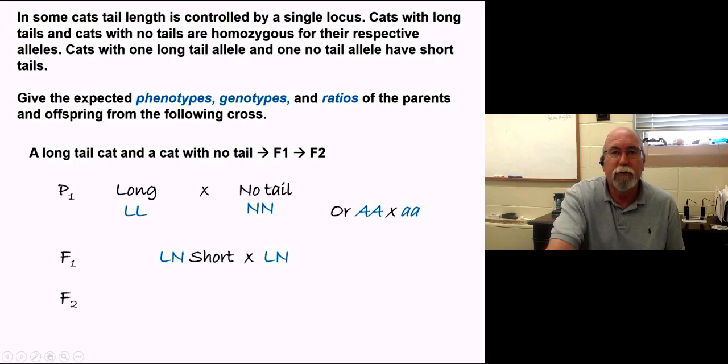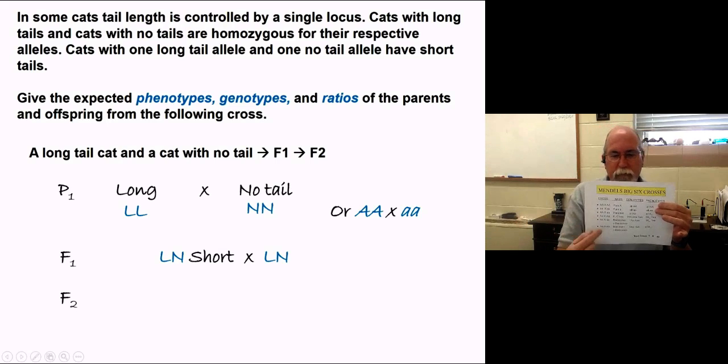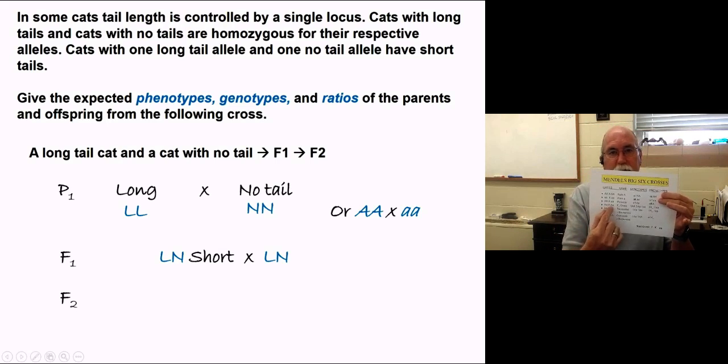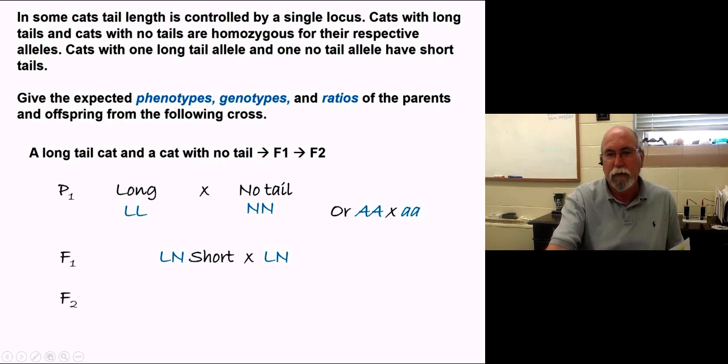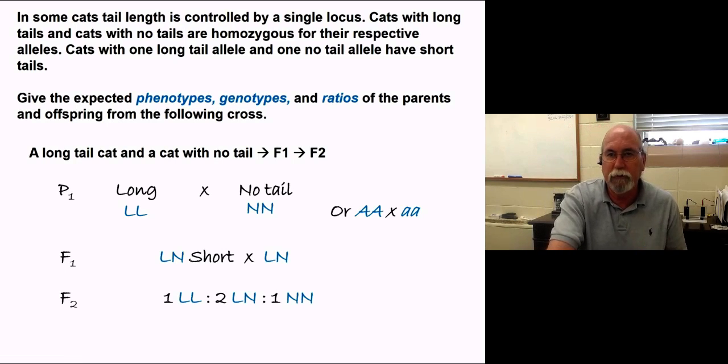We know from Mendel's Big Six, and I hope you have yours in front of you, right? I have mine here. I always do when I'm working problems. So we're down here crossing this, and we're going to get this expectation right here, right? We're going to get a 1 to 2 to 1 genotypic expectation. Well, because we know we're dealing with incomplete dominance, that's going to be the same as the phenotypic expectation. In other words, we're going to get one long, one no tail, and an expectation of 2 short tail cats out of this.